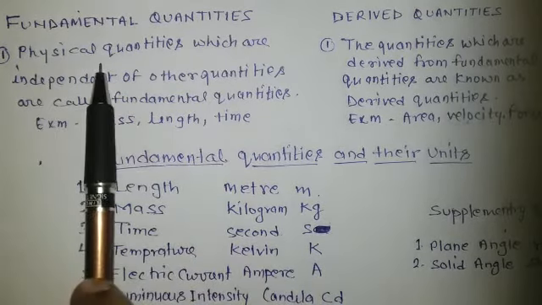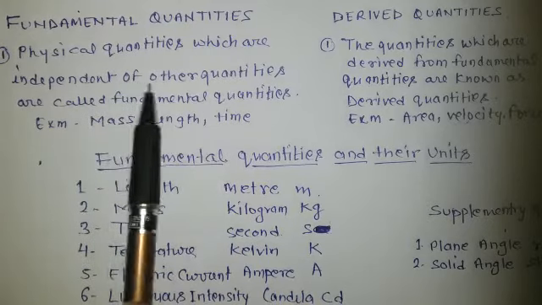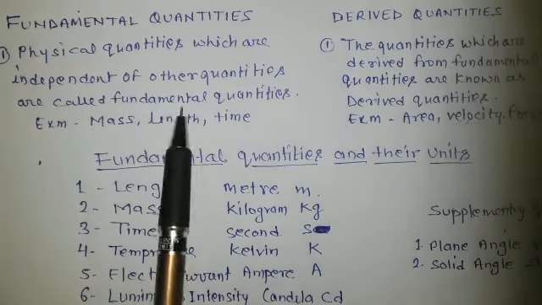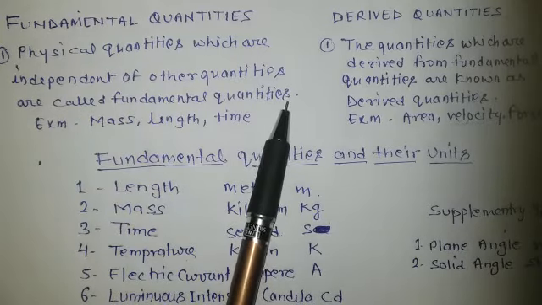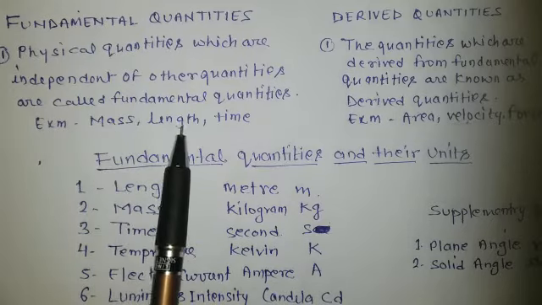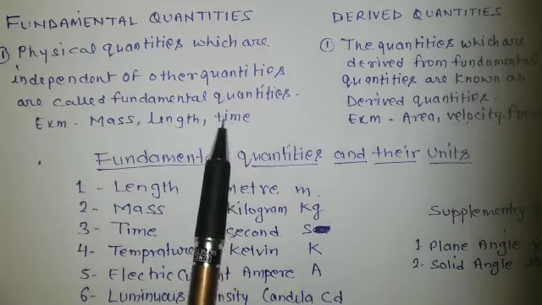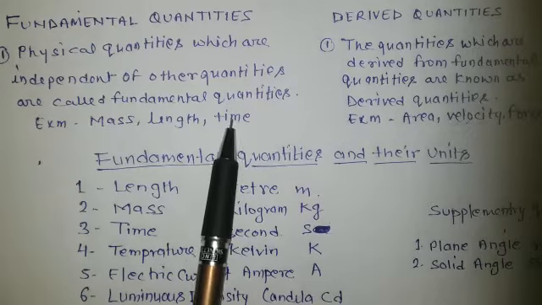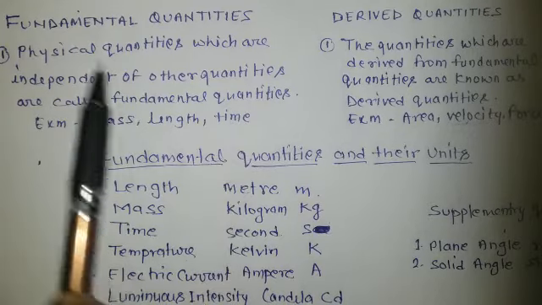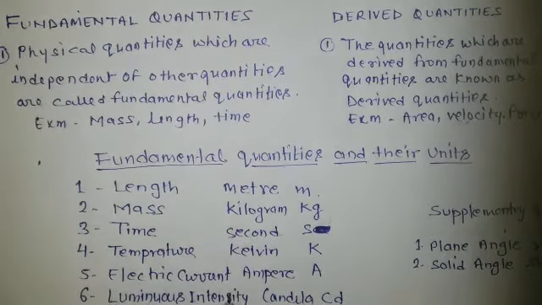all physical quantities which are independent of other quantities are called fundamental quantities, such as mass, length, and time. These quantities are independent of any other quantity, so these are known as fundamental quantities.